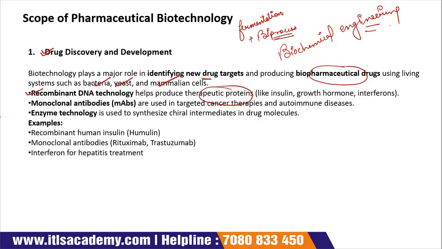Next is enzymobiology. In enzymobiology, we synthesize the enzyme, and these are the chiral intermediates in a drug. Examples are recombinant human insulin, monoclonal antibody, interferons. And here, for drug discovery and drug development, we use bioinformatics tools.